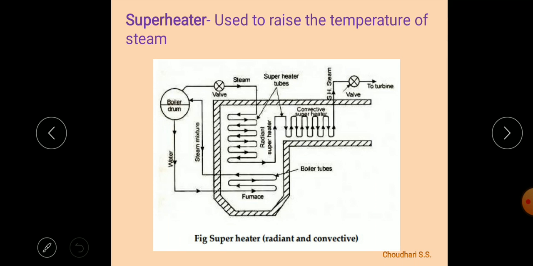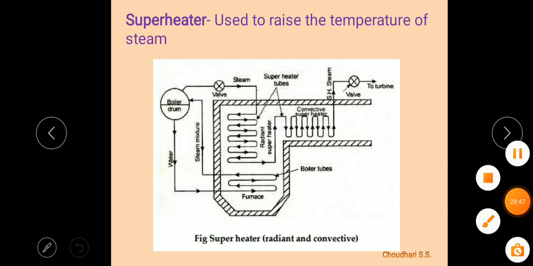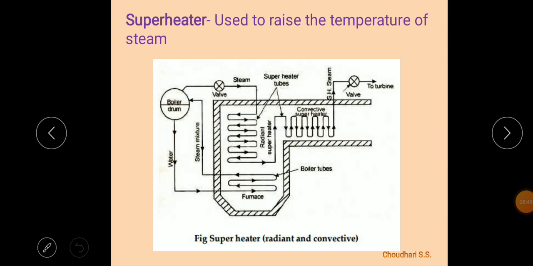Accessories provided in the boiler are used for improving the efficiencies of the boiler. Mountings are necessary for the safe operation of the boiler, and accessories are used to increase the efficiency of the boiler. In that case, first we are seeing the superheater.